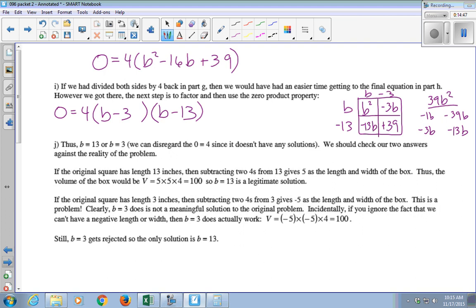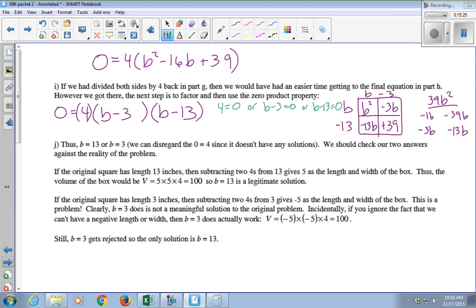All right, so multiplying three things together here, right? 4, b minus 3, and b minus 13. I've got three factors, and the answer is 0. The only way you can have a multiplication problem whose answer is 0 is if one or more of your factors is 0. Right? At least one of your factors has to be 0. So in this case, either 4 is 0 or b minus 3 is 0 or b minus 13 is 0.